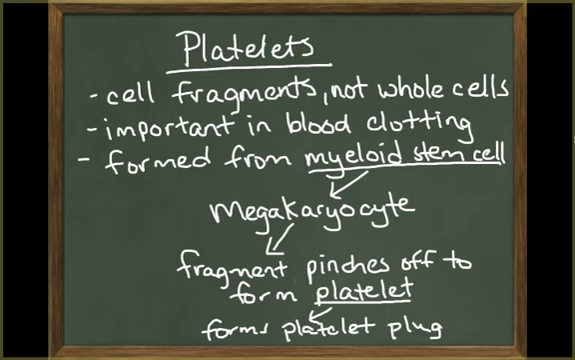Platelets are small membrane-bound cell fragments that contain enzymes and other substances important to clotting. These platelets are formed from the myeloid stem cell as it differentiates into the megakaryocyte. A small piece of cell membrane pinches off the megakaryocyte and forms the platelet. The platelet will begin the process of blood clotting, while the fibrinogens will form a fibrous network around the platelet plug that forms.